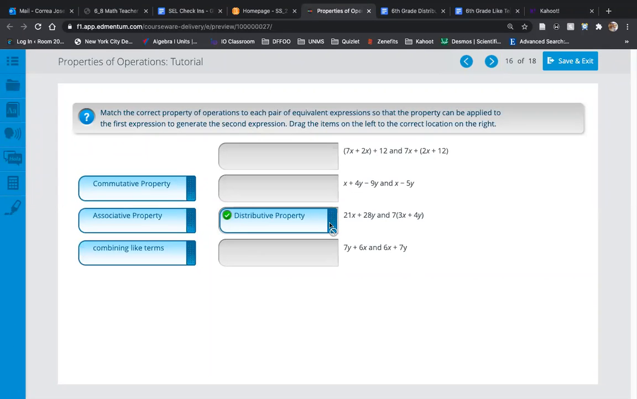So how can we tell that it's the distributive property? By looking at it, right? Remember, a key thing with the distributive property is that you're going to see parentheses, and then after you distribute, you don't see parentheses anymore, right? So what happened here is you distribute 7 times 3 gives you 21x, 7 times 4 gives you 28y. So that's a case where they distributed to figure out and simplify this, right?